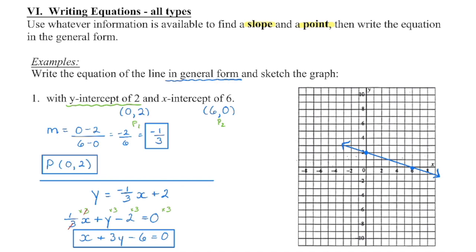Now to go into general form, I need a positive x, so right now x is negative, so I'm going to bring that over, y is staying put, and then the 2 also is going to come over to that side, and then I need to eliminate any fractions or decimals. So because I'm dividing by 3 here, I'm going to multiply every term by 3 to keep it balanced, and then this is the general form.